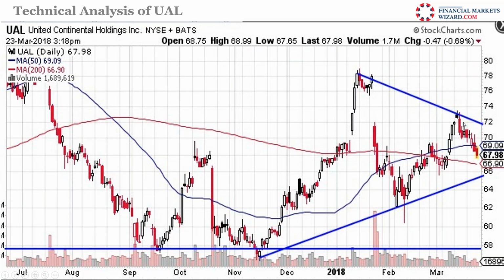UAL, the airline, looks like it's coming down. So I went short on UAL, and if the 200-day moving average breaks, then it can just fall. This blue line is just temporary. This is my line, right?